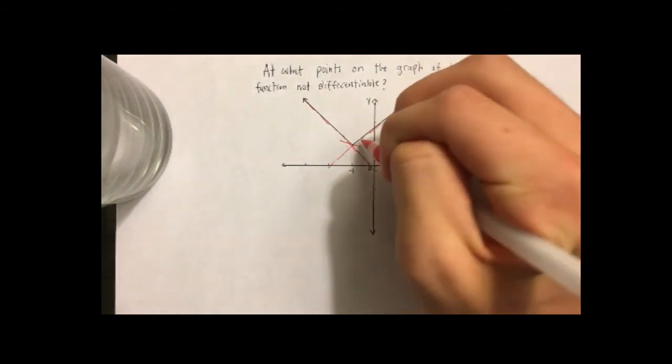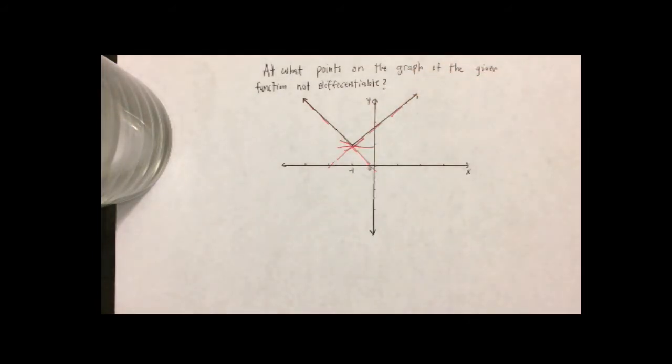So it seems that if there's a corner on a graph and the tangents from the left and the right side of the corner are different, it's not differentiable.